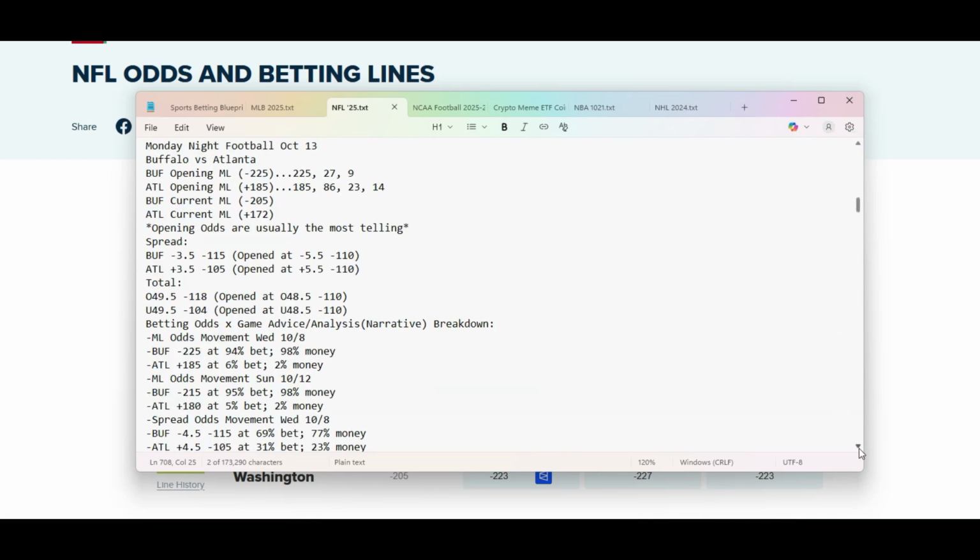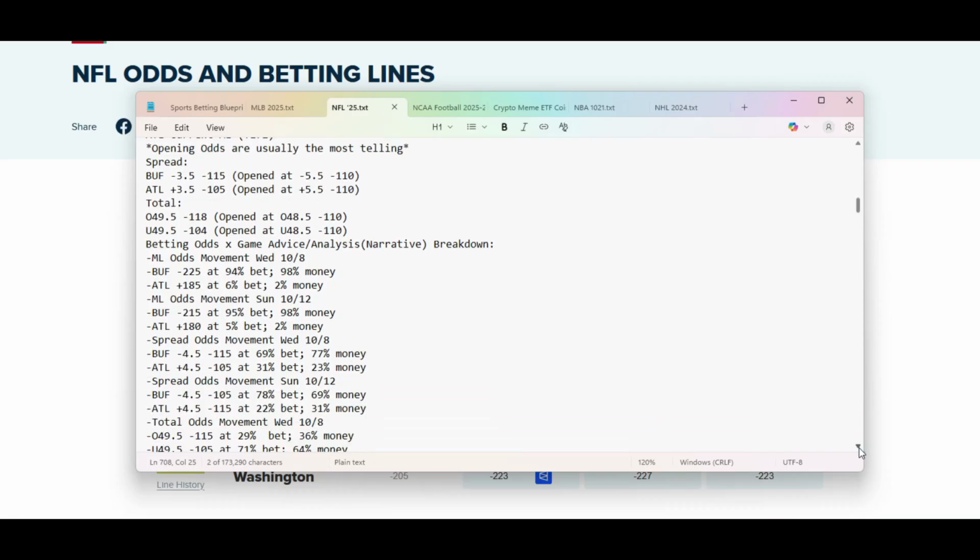Of course, Buffalo's 3.5 point favorites at minus 115 cost. Minus 105 cost for Atlanta at 3.5 point underdogs. On Wednesday, it was Buffalo's 4.5 point favorites, minus 115 cost. 4.5 point underdogs were the Falcons at minus 105 cost. That gave Buffalo a 69% betting percentage and a 77% money percentage on Wednesday. On Sunday, same thing. 4.5 point favorites are the Buffalo Bills. This time, the cost has flipped. Minus 105 for the Bills and minus 115 for Atlanta. 78% of the betting instead of 69%, and 69% of the money from 77% of the money.